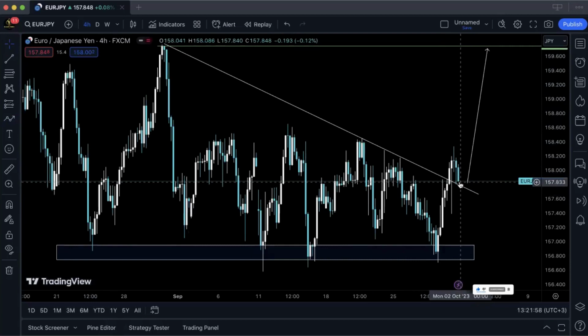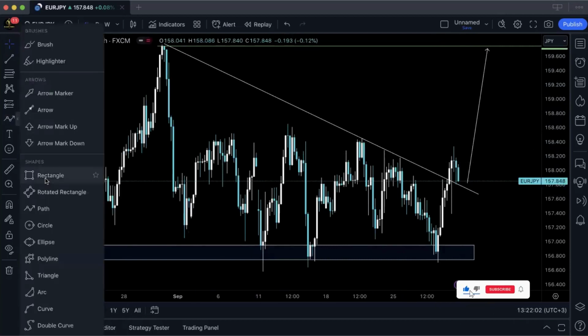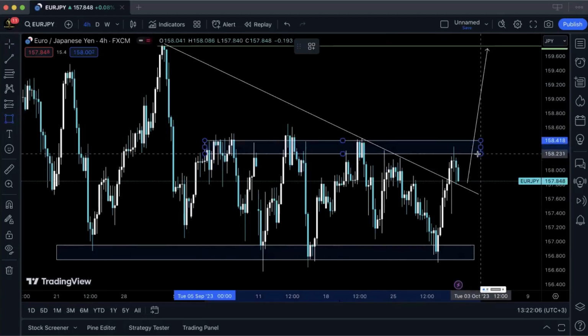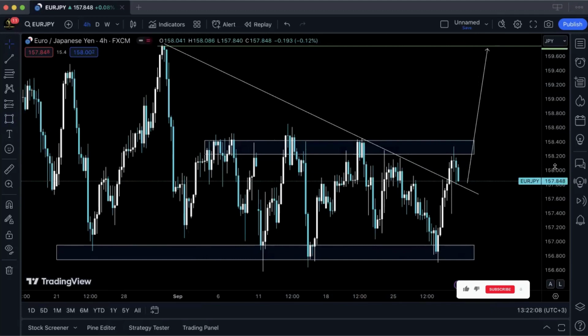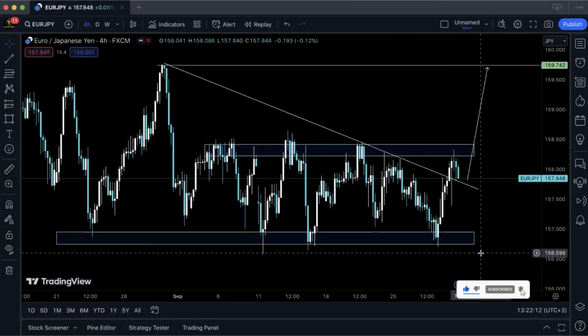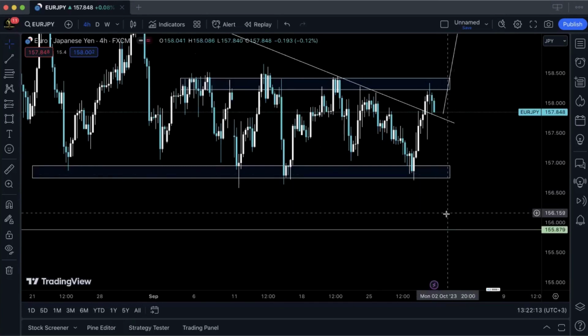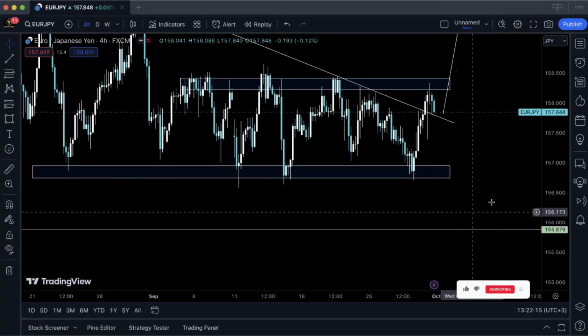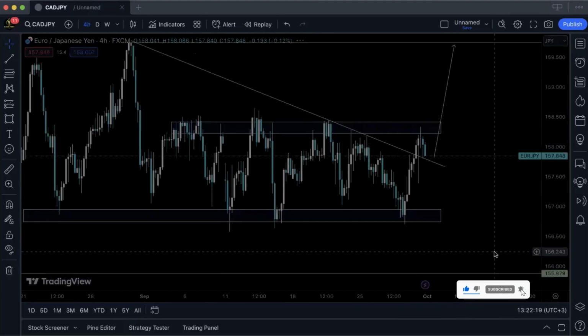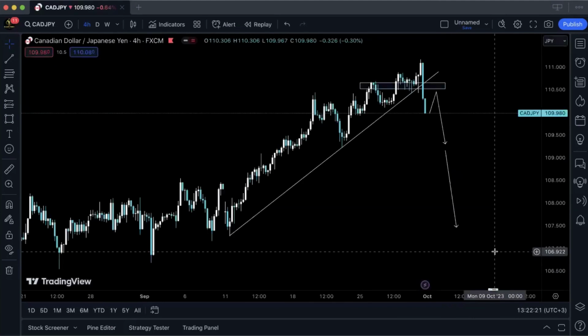But if it does, then guess what? We'll be looking for sells on this currency pair, because JPYX will be buying crazy. Prices will be on this resistance. We'll be looking for some kind of a change in trend, and then we'll be looking for continuation for prices to dump until somewhere here at around 155. So that's my view on EURJPY.